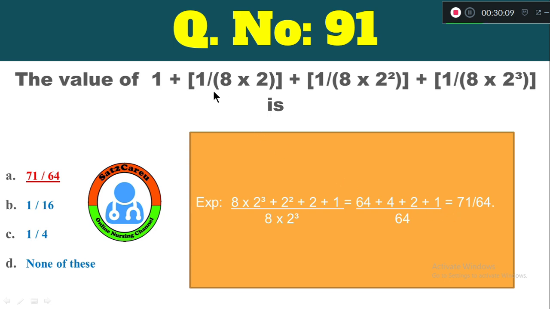This is 1 divided by 18, 2. So 1 divided by 18 to 2, the whole square. So the answer will come 71 by 64.